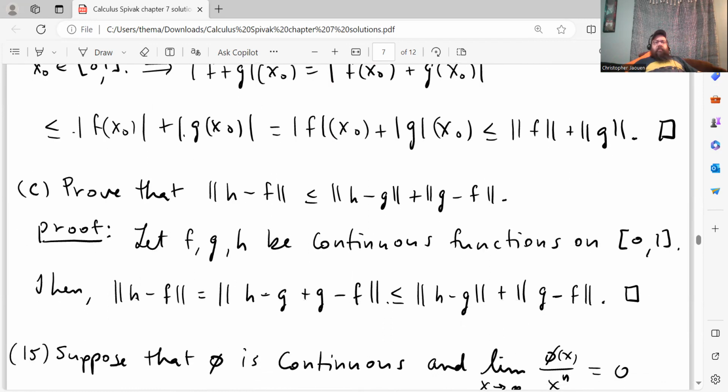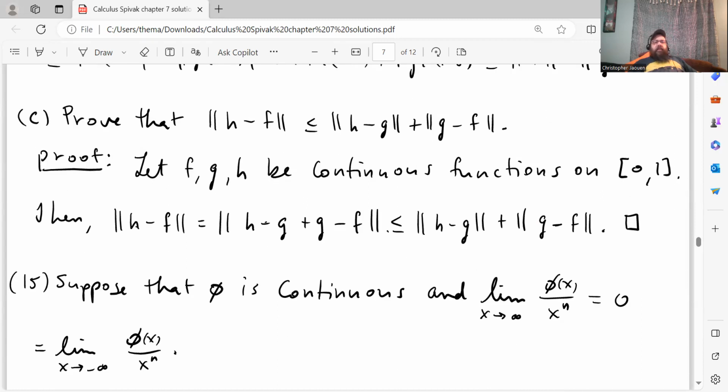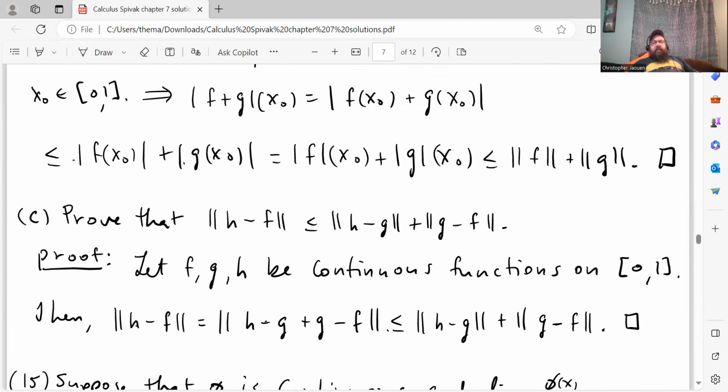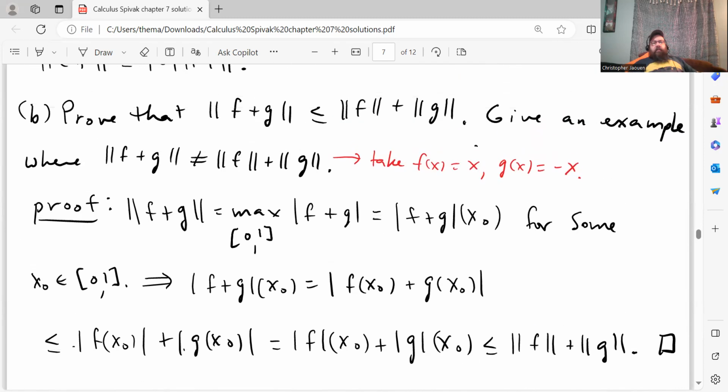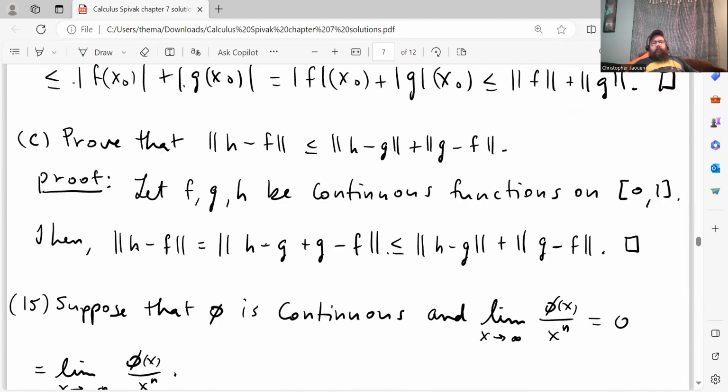Part C says prove that max |h minus f| is less than or equal to max |h minus g| plus max |g minus f|. This is very straightforward. It's just the triangle inequality. Let f, g, h be continuous functions on the closed interval from 0 to 1. Then max |h minus f| is the same thing as max |(h minus g) plus (g minus f)|, which is less than or equal to max |h minus g| plus max |g minus f|. That just follows from what we showed up here, right? From part B.